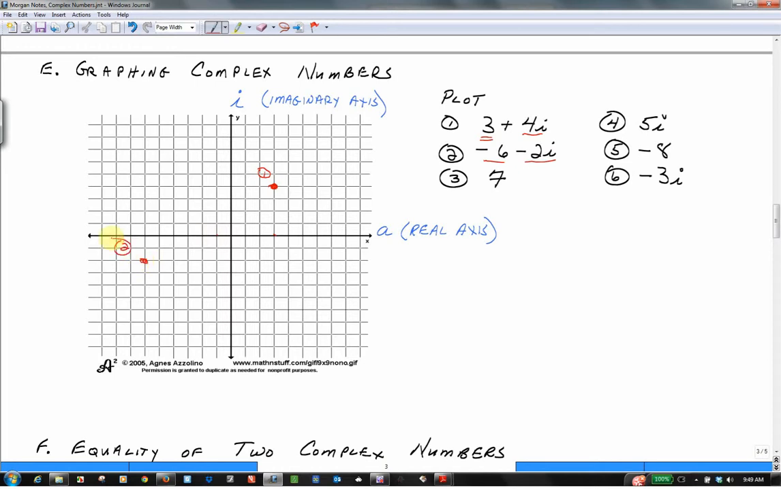All right? Number 3, well, that's just got a real portion only, 7. So the real portion is on the x-axis, 1, 2, 3, 4, 5, 6, 7. That point would be right here.